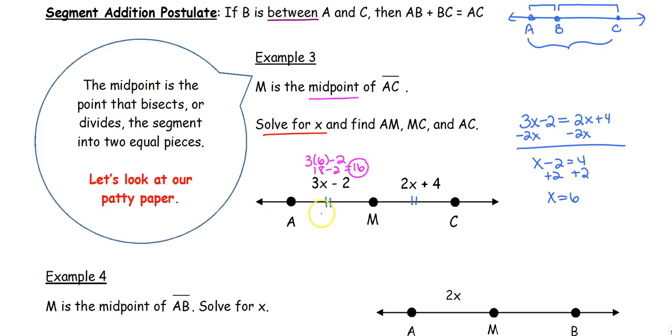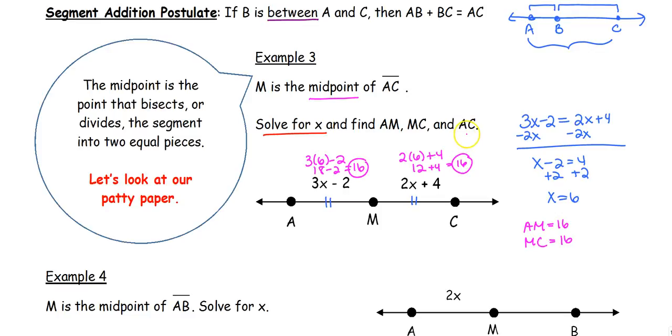Now I know that since they're equal, this should be the same, but I'm just going to double check to make sure I didn't do my math wrong. And if I get a different number, I know I made a mistake somewhere. So I've got 2 times 6 plus 4, 12 plus 4. That's good, that gives me 16. So I've got my first two pieces. I know that AM is equal to 16. I know that MC is equal to 16.